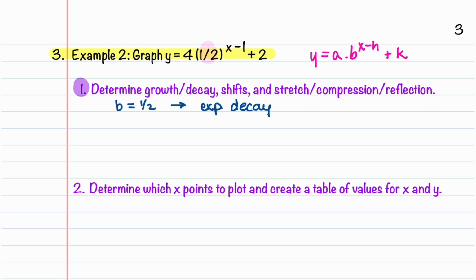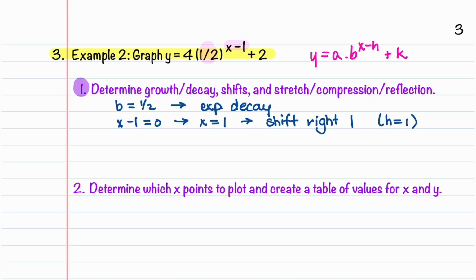Now let's look at our shifts. We're going to take x minus 1 and set it equal to 0. And that gives us x is equal to 1. So that tells us that we're going to shift right by 1 unit. This is just h is equal to 1.